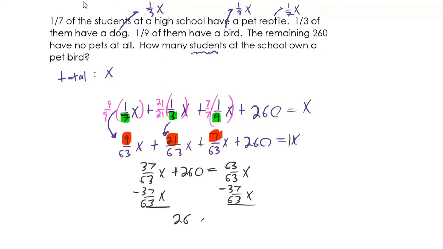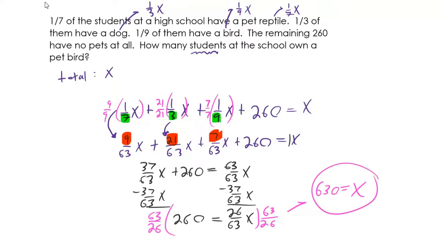And we'll have 260 equals 26 over 63x. And when you have your x multiplied by a fraction, the best way to handle that is to multiply by the opposite fraction. So 63 over 26. And on the right-hand side, it cancels. On the left-hand side, we have 260 times 63 divided by 26. So just throwing that into a calculator, we get 630. So the total number of students is 630.